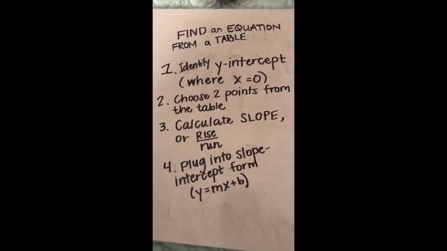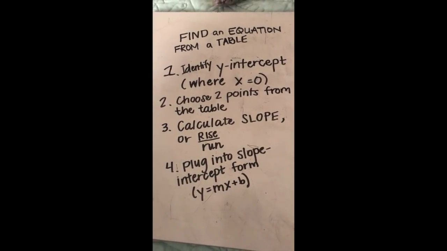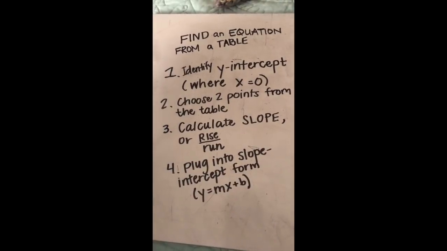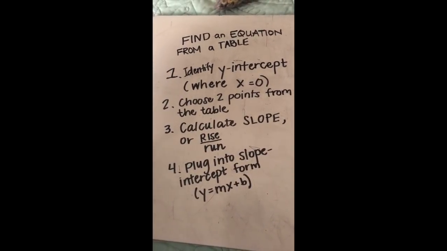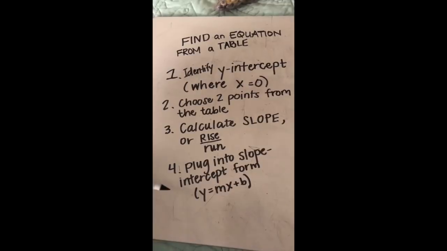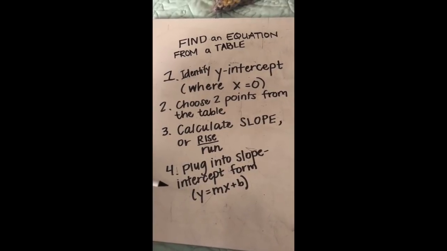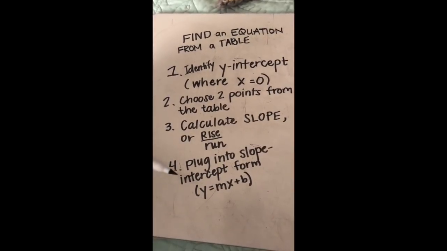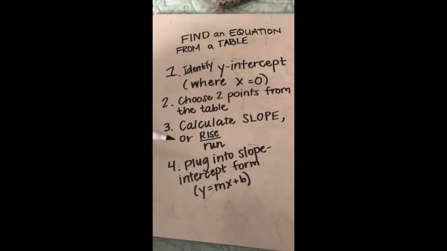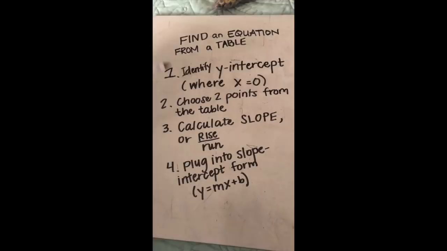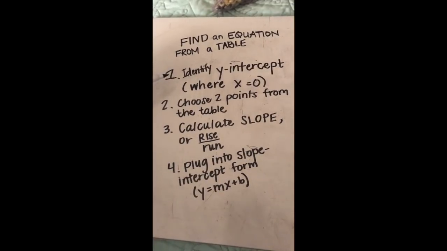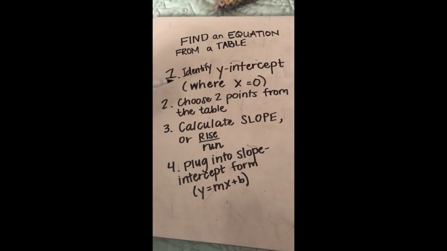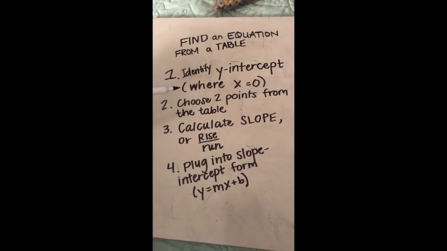All right, let's talk about finding an equation from a table. The steps for finding an equation from a table are essentially the same as finding an equation from a graph. First step, and again, after I go through the steps, pause the video and copy this down in your notes. First step is identify the y-intercept, which is where x equals 0.